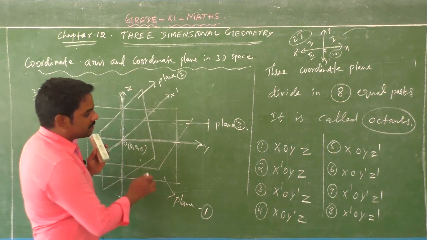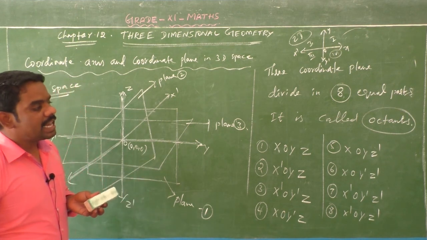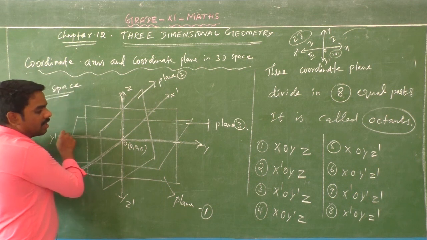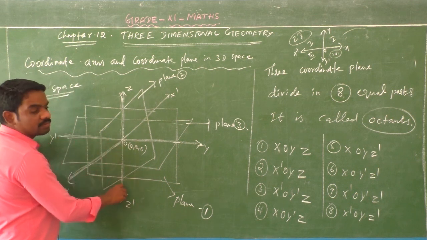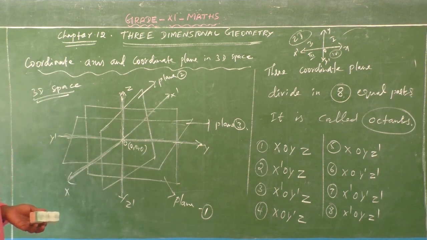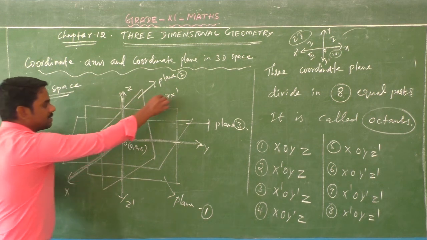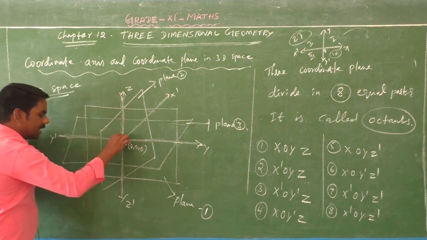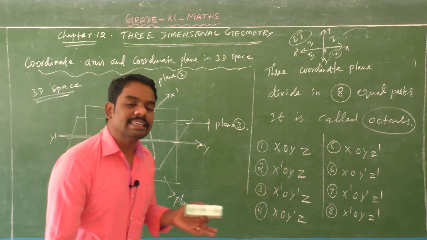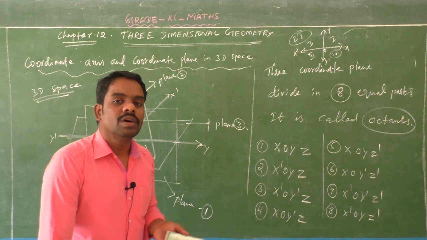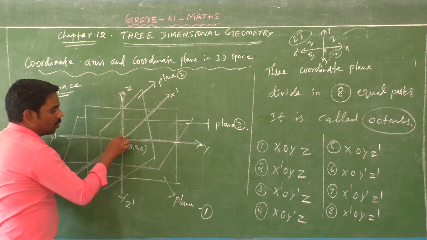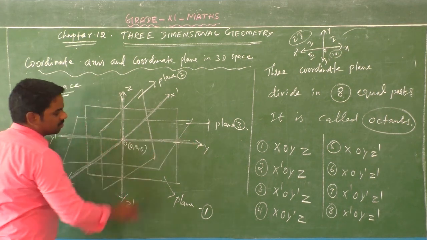Okay, right. Next, the sixth one is x o y dash, left and downward. The seventh one is x dash o y dash. Three terms: the three x's are negative, so this is x dash and y dash. And the last one is x dash o y, this part.